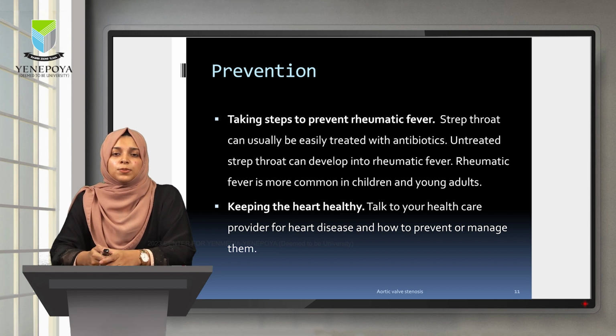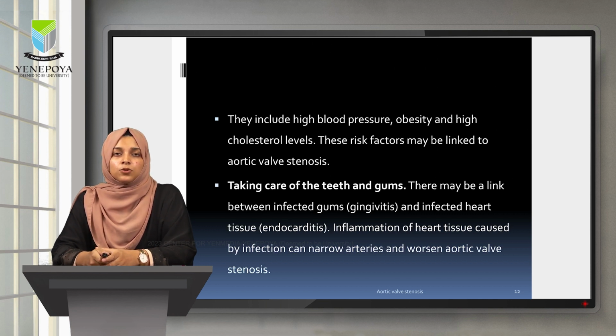Now, let's talk about the prevention of aortic valve stenosis. First, taking steps to prevent rheumatic fever. Strep throat can usually be easily treated with antibiotics. Untreated strep throat can develop into rheumatic fever. Rheumatic fever is more common in children and young adults. Keeping the heart healthy: talk to a healthcare provider about heart disease and how to prevent or manage it. They include high blood pressure, obesity and high cholesterol levels. These risk factors may be linked to aortic valve stenosis.